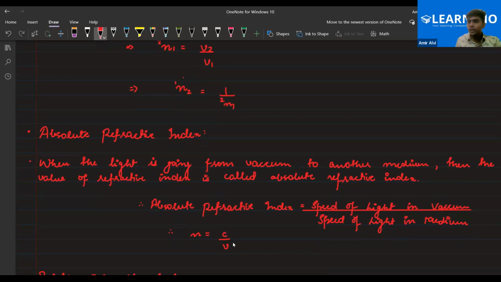Whenever the word air comes into the exam and it is asking about the refractive index, you just have to use this formula, that is n equals c by v. Is this clear to all of you? Yes. Okay, that's great.